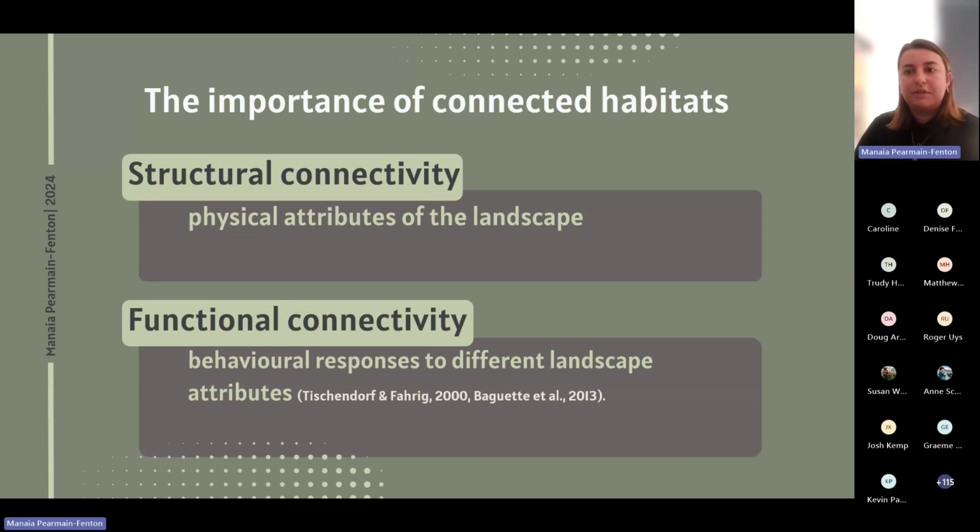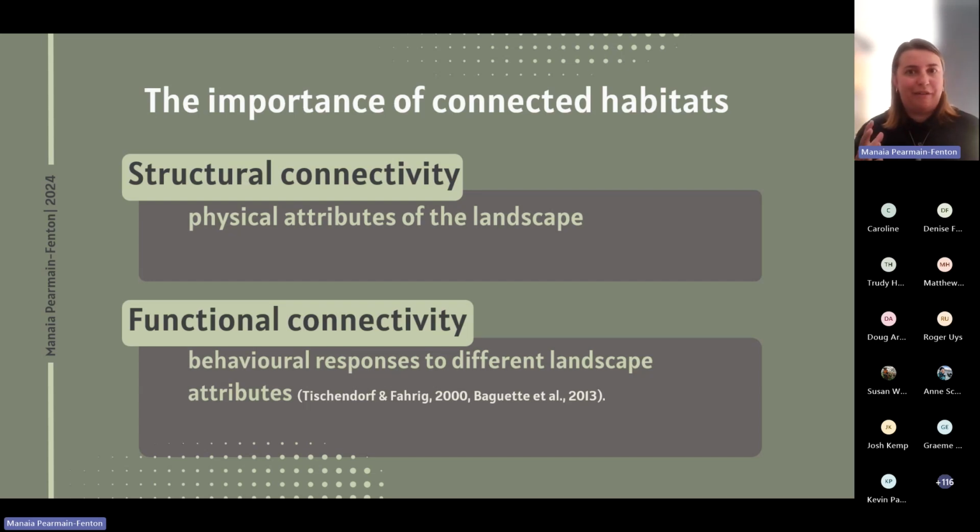So connectivity is really important for species dispersal and their movement within their physical environments. Structural connectivity describes just the physical attributes of the landscape, so the structure of the environment itself. However, functional connectivity combines the amount and quality of a given habitat in a landscape with its connection to surrounding habitats, as well as the behavioral responses to different landscape attributes. So functional connectivity is species specific.